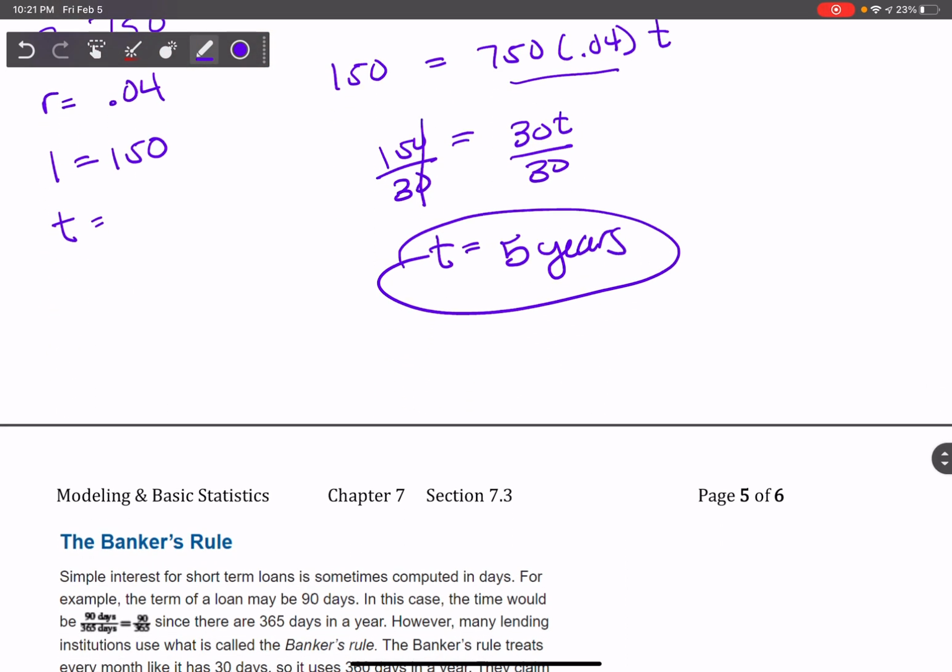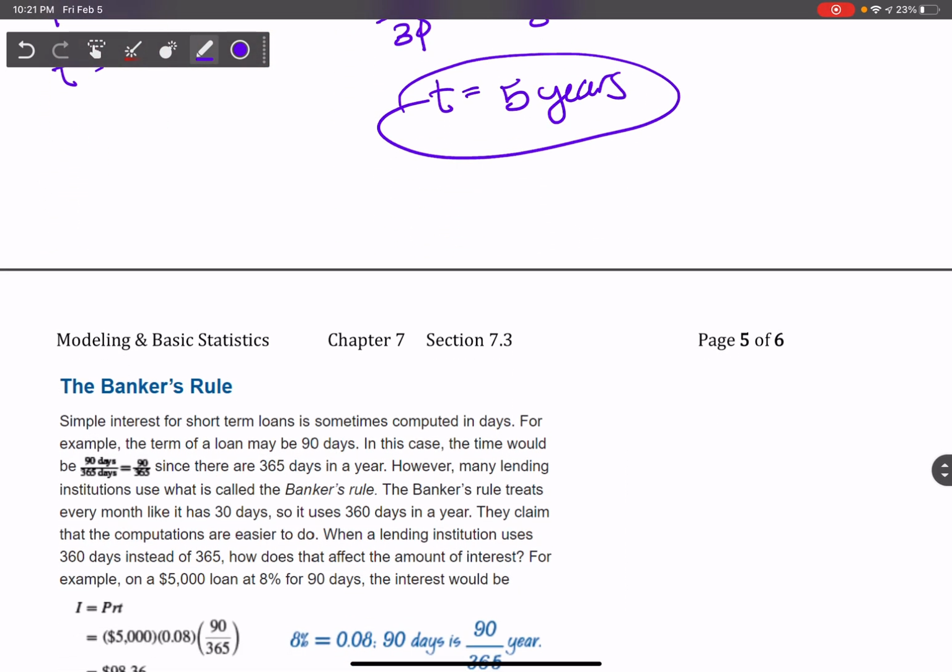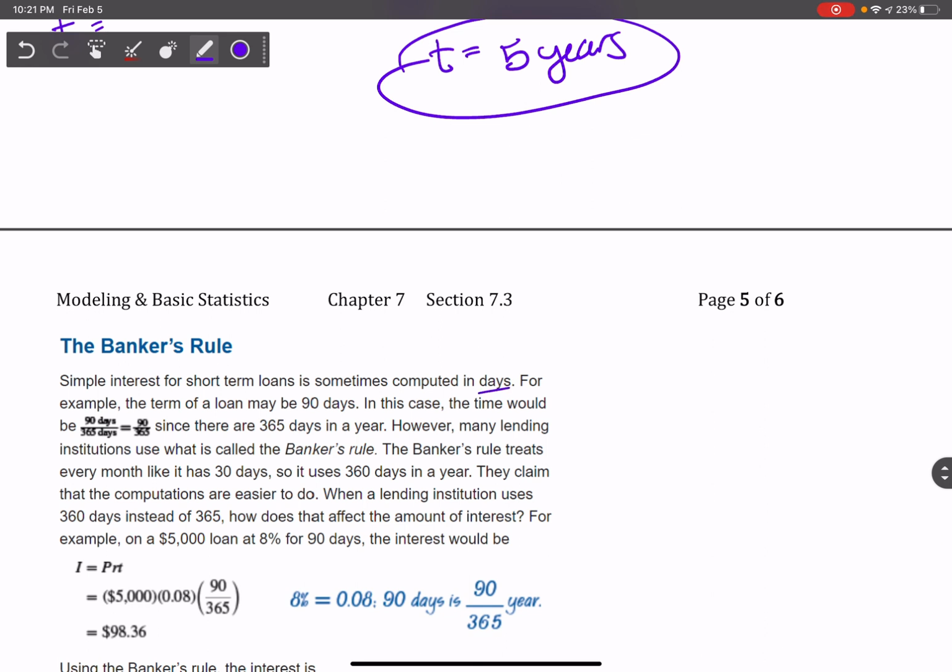Banker's rule. Simple interest for short-term loans is sometimes computed in days. For example, the term of a loan may be 90 days. In this case, the time will be 90 days out of 365 days, since there are 365 days in a year. However, many lending institutions use what is called the banker's rule. The banker's rule treats every month like it has 30 days. So instead of using 365, we just say 360 days in a year. They claim the computations are easier to do.